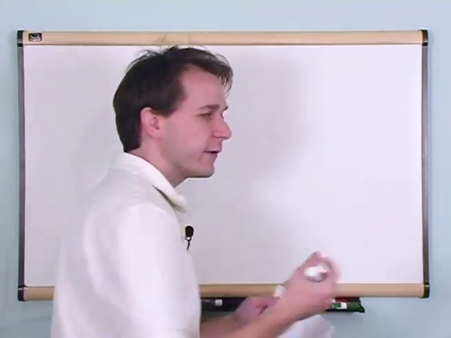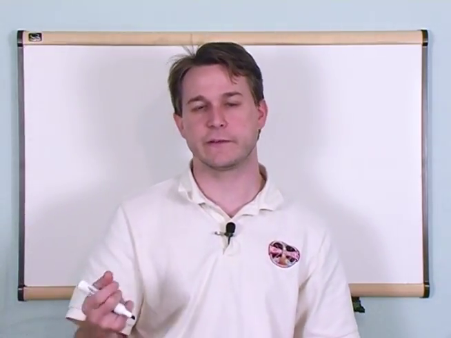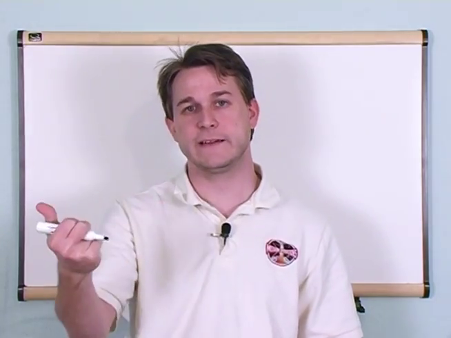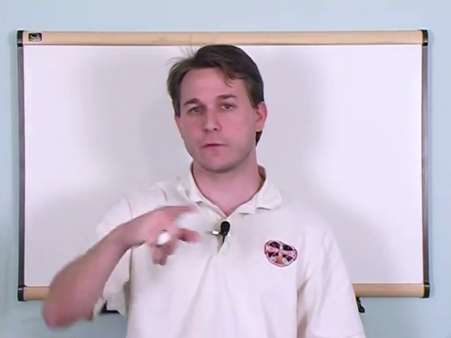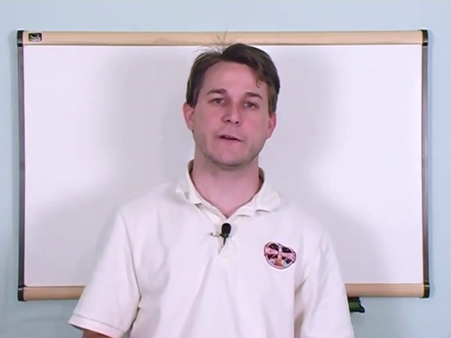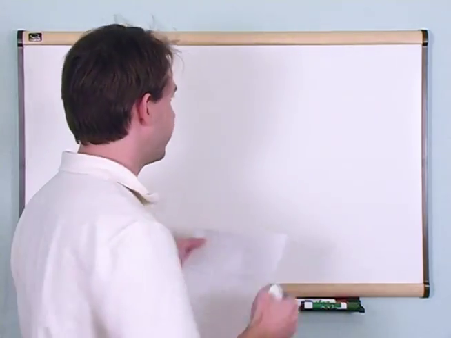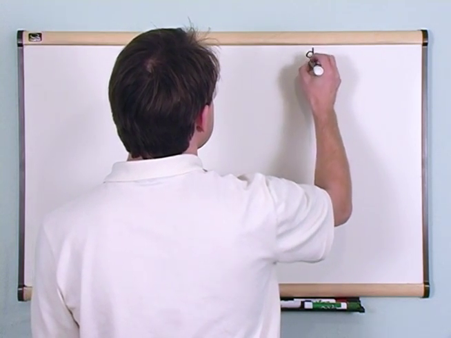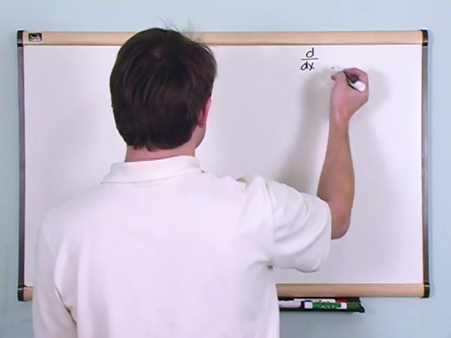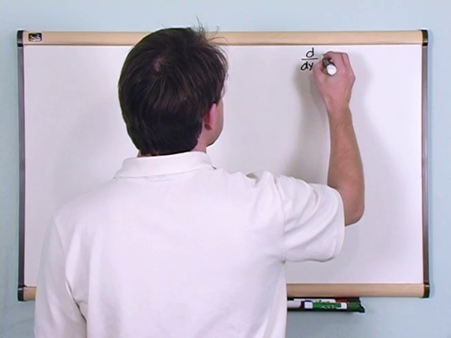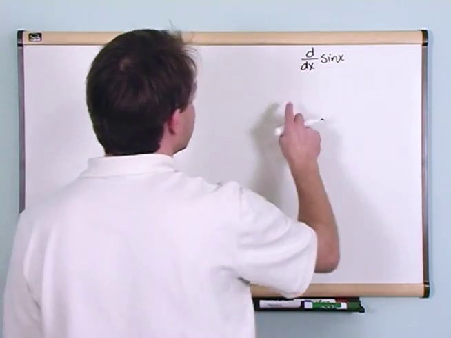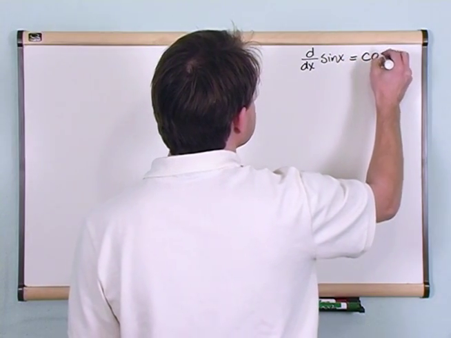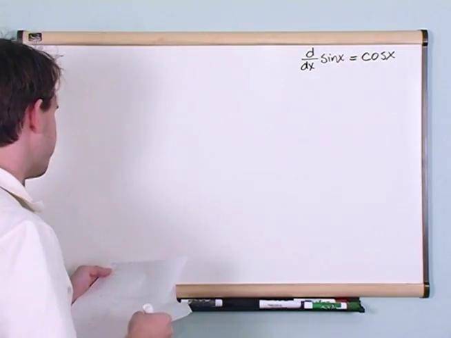So remember, there's basically 6 trig functions. There's sine, cosine, tangent, and then there's cotangent, secant, and cosecant. So these are all cyclic trigonometric functions. We're going to have the derivatives of those defined here. So I'll just say that the derivative with respect to x of sine of x is equal to cosine of x. Okay, so derivative of sine is cosine.